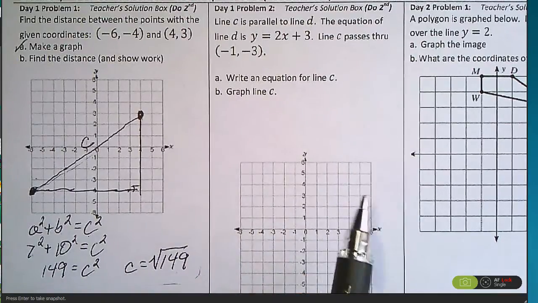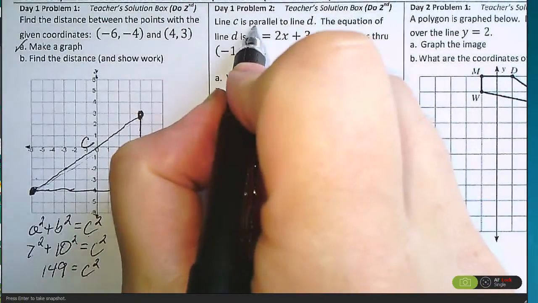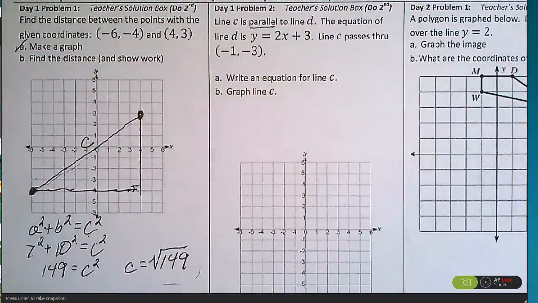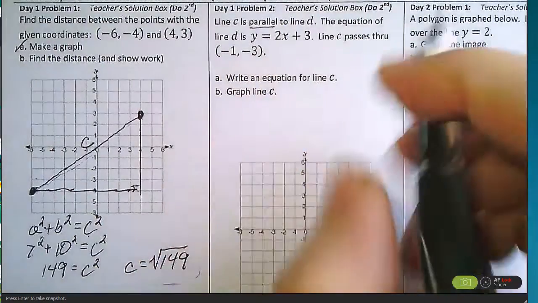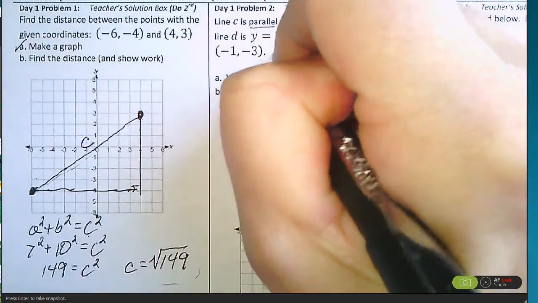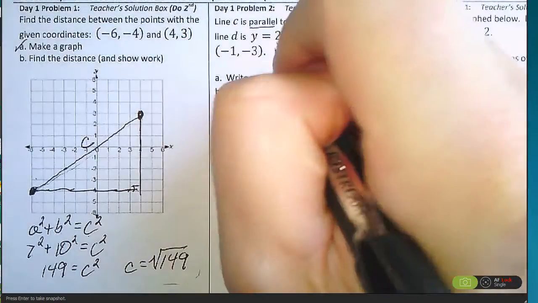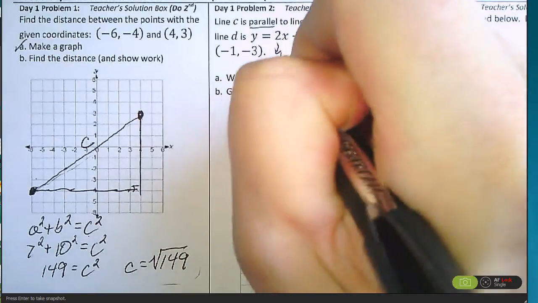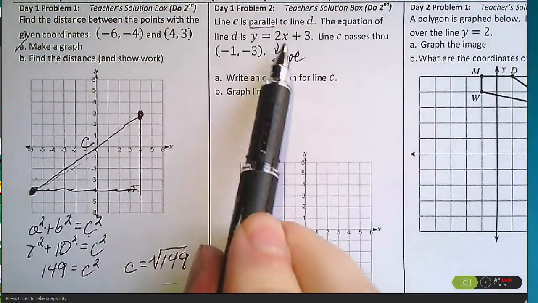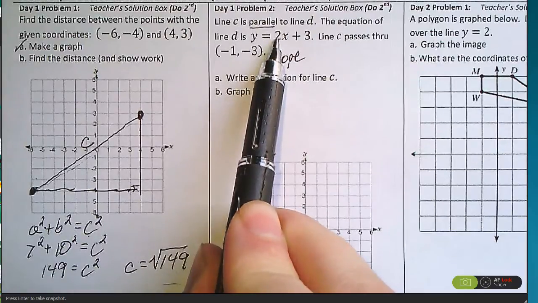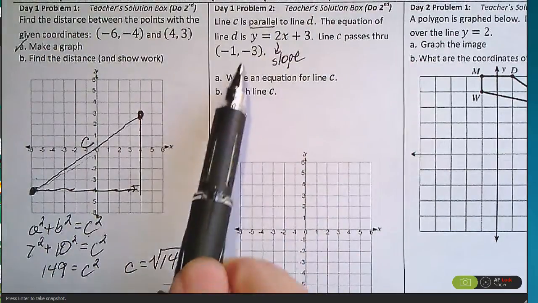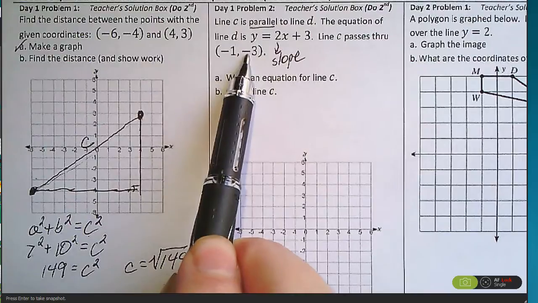The key to doing this question is when it tells us that line C is parallel to line D. Lines that are parallel have the same slope. So we can look at the equation of line D, which is in slope-intercept form, and observe that the slope is 2. The slope of line D is 2, and because line C is parallel to that, its slope is 2.